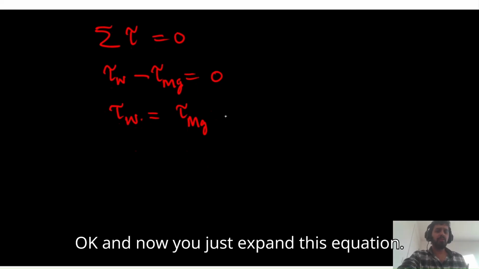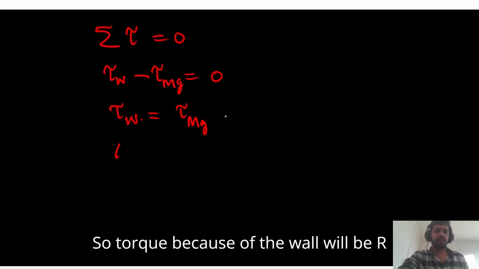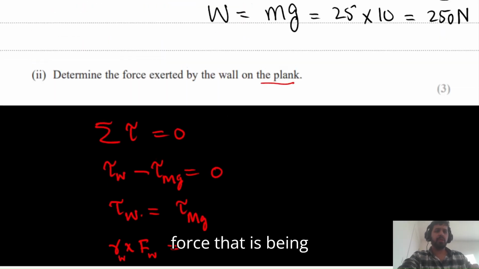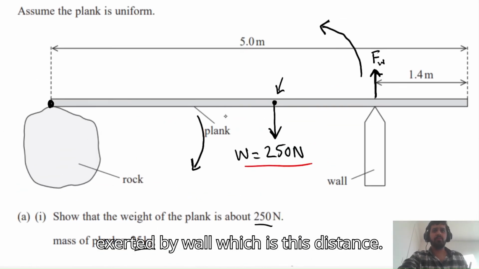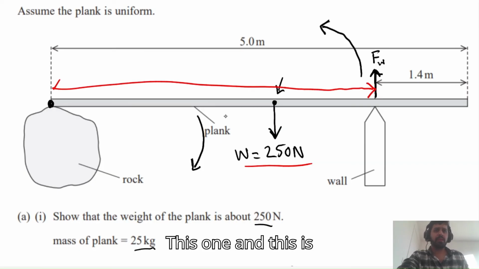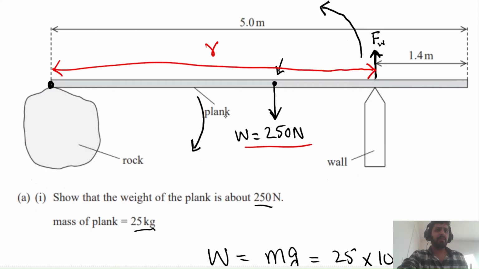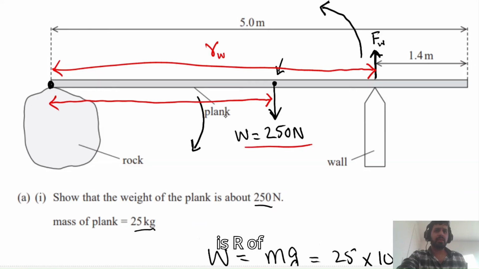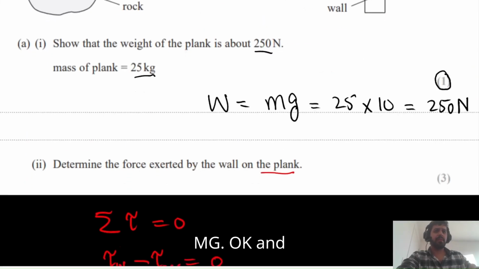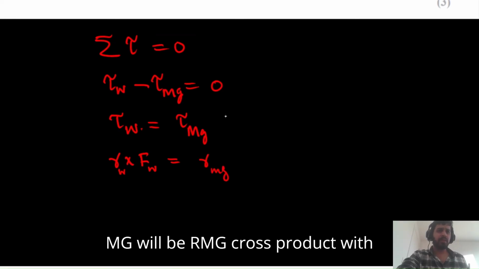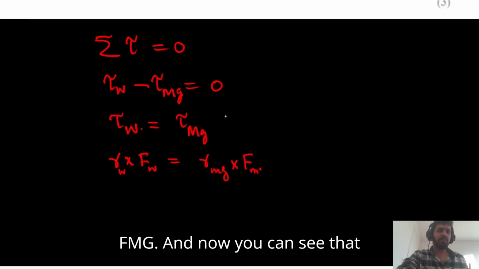Okay, and now you just expand this equation. So torque because of the wall will be r cross F of force of the wall. This is also moment arm for the force that is being exerted by wall, which is this distance, this one, and this is rw, and this distance is r of mg. Okay, and similarly our torque or moment because of mg will be r mg cross product with F mg.